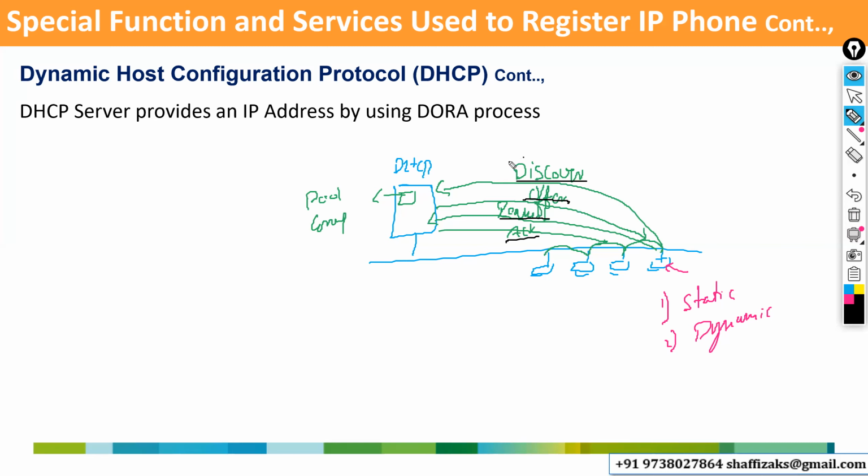Now discover D, offer O, request R, acknowledgement A. Then it becomes DORA: Discover, Offer, Request and Acknowledgement. Got it? This is how it provides the IP address. How does DHCP provide an IP address? By using the DORA process. And you have to explain this complete DORA process in an interview. Clear?